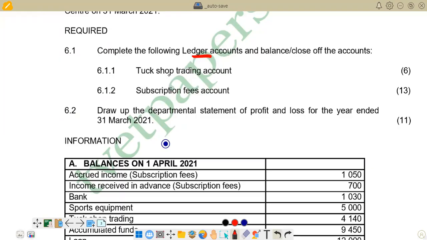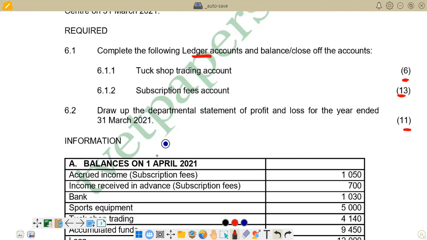So first part, we've got the tax shop trading account, and then second part, we have the subscription fees account. There are 6 marks on the tax shop trading account, and then 13 marks on the subscription fees account. Then the second part, which is 6.2, says draw up the departmental statement of profit and loss for the year ended 31 March 2021, and it has 11 marks.